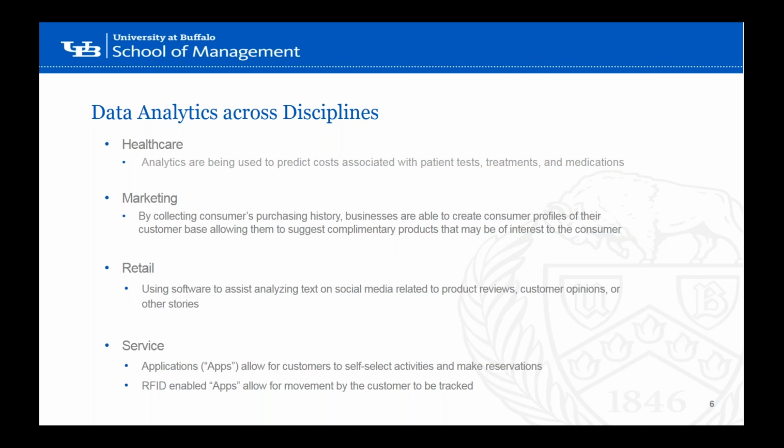We also see it related to social media. So you could go to a web page and look at a particular item, and then you go to various social media and you'll notice that that's in your feed. So there is that connection where they're tracking what you're doing, and they're also using it from a marketing perspective. Retail, what we see is that in retail, they're using software to assist in text mining.